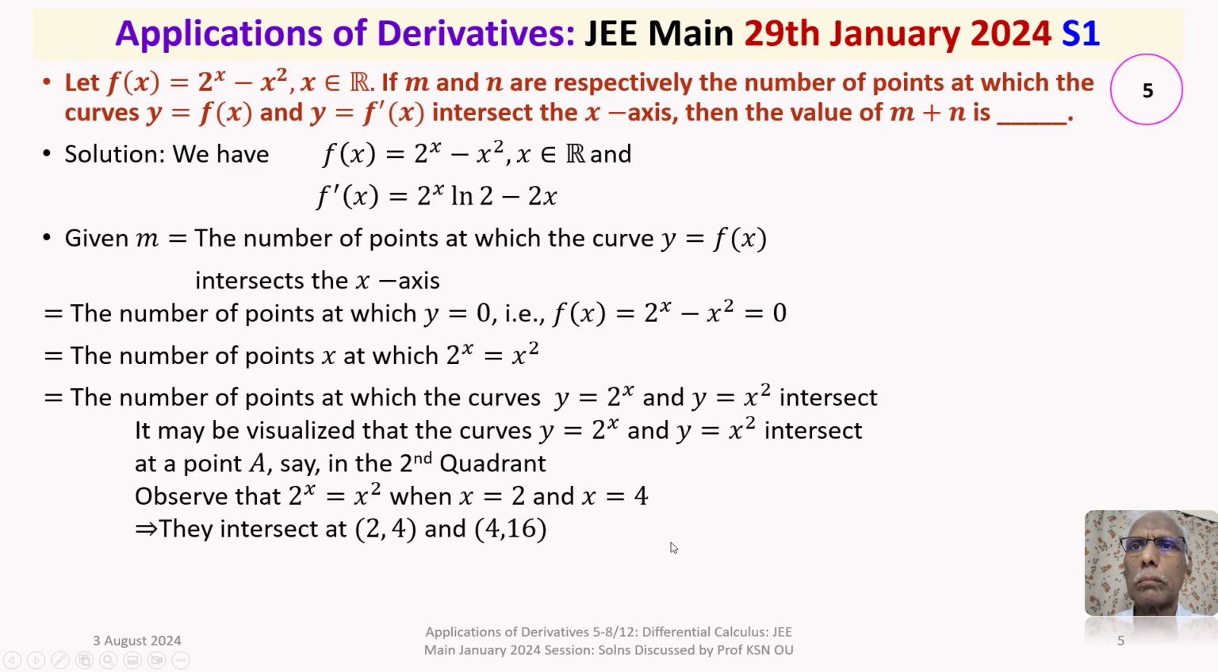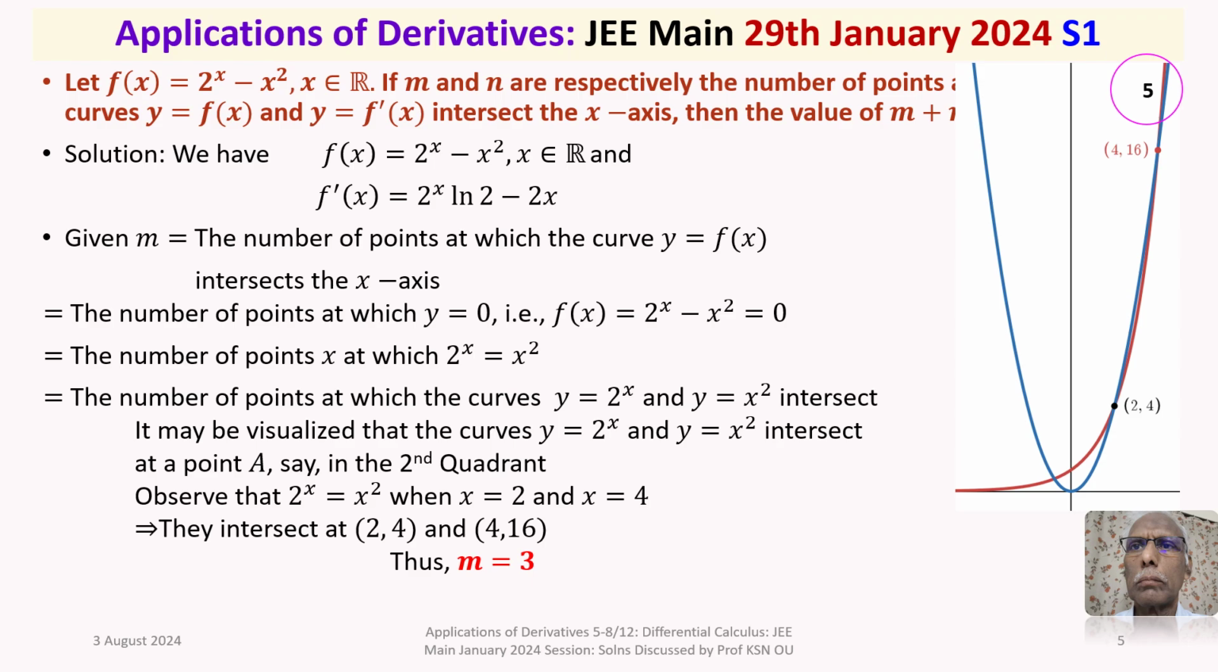So the number of points of intersection is 3. M is equal to 3. Right. And in fact, the curves are like this. And this is the point in the second quadrant that I am talking about, and that is A. This is (2, 4) and this is (4, 16).